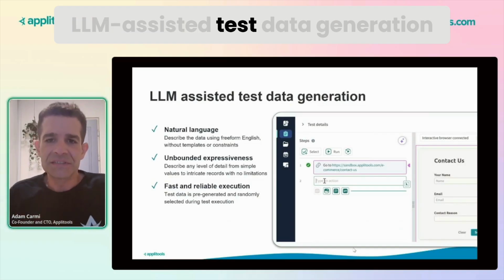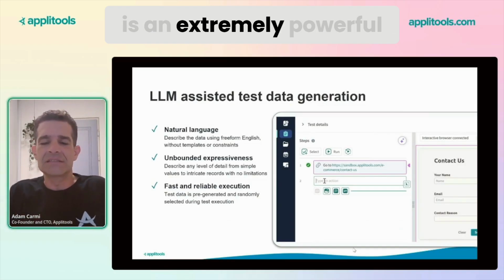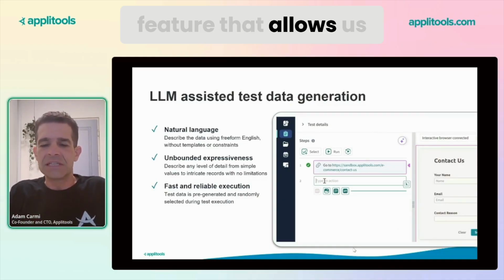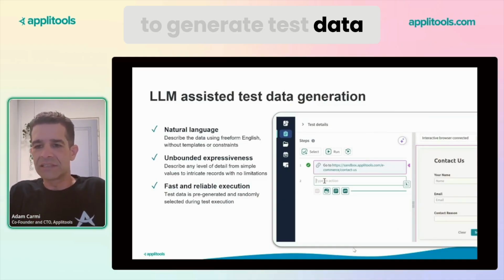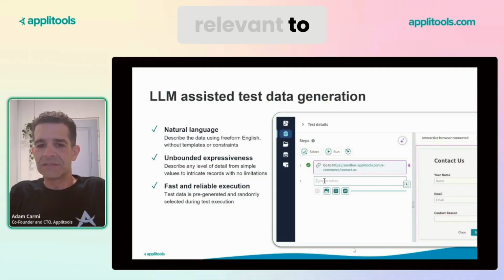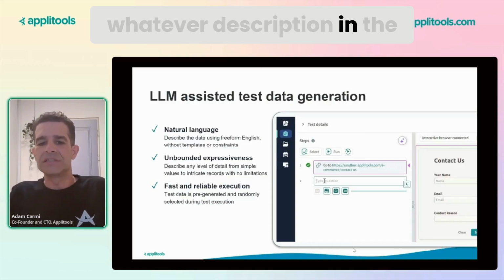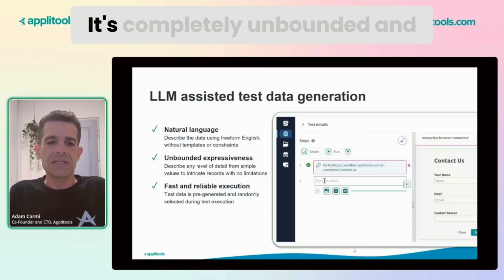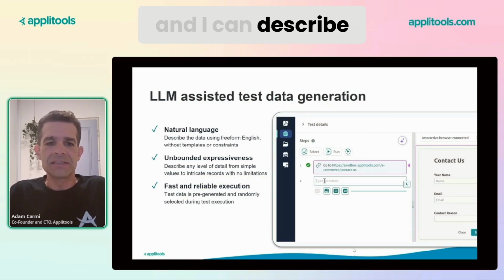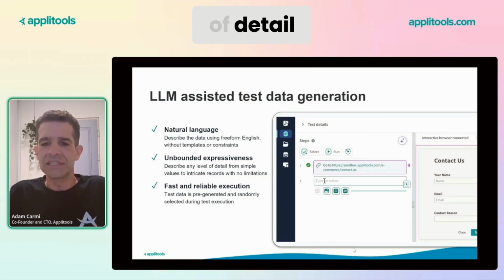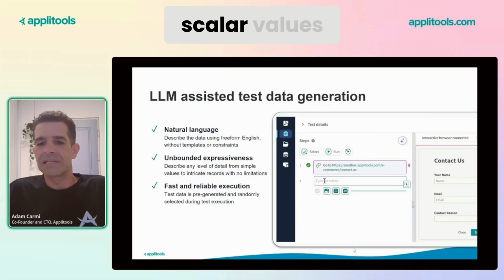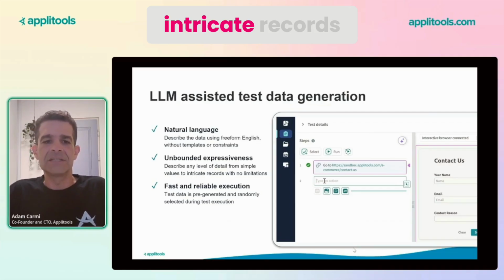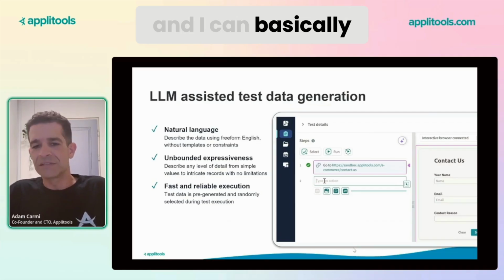LLM-assisted test data generation is an extremely powerful feature that allows us to generate test data that is relevant to the contextual place in the test that I'm adding it. And I can use whatever description in the English language that I want to use. It's completely unbounded and not restricted, and I can describe data at any level of detail. I can describe simple scalar values, and I can describe intricate records, and I can basically do it any way I want.